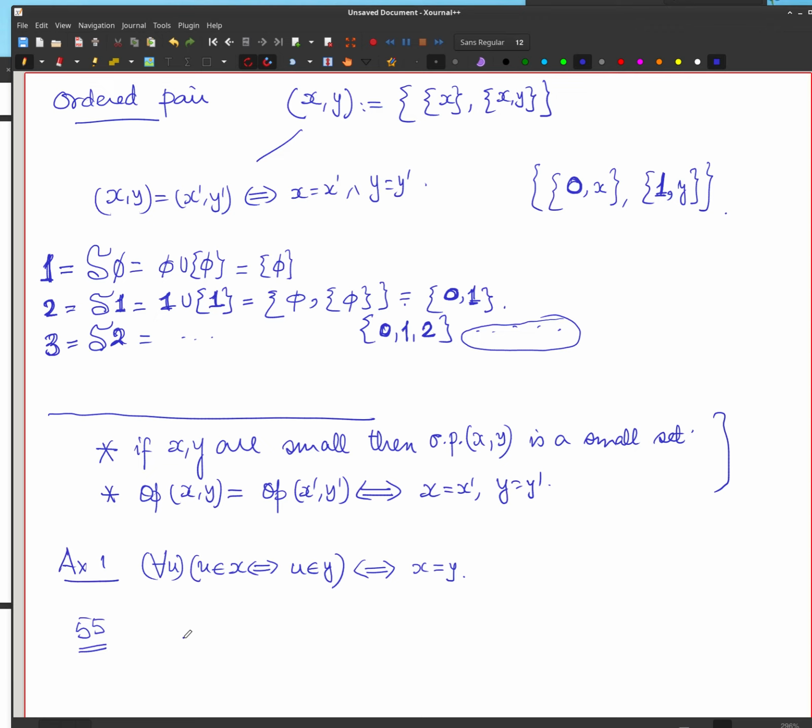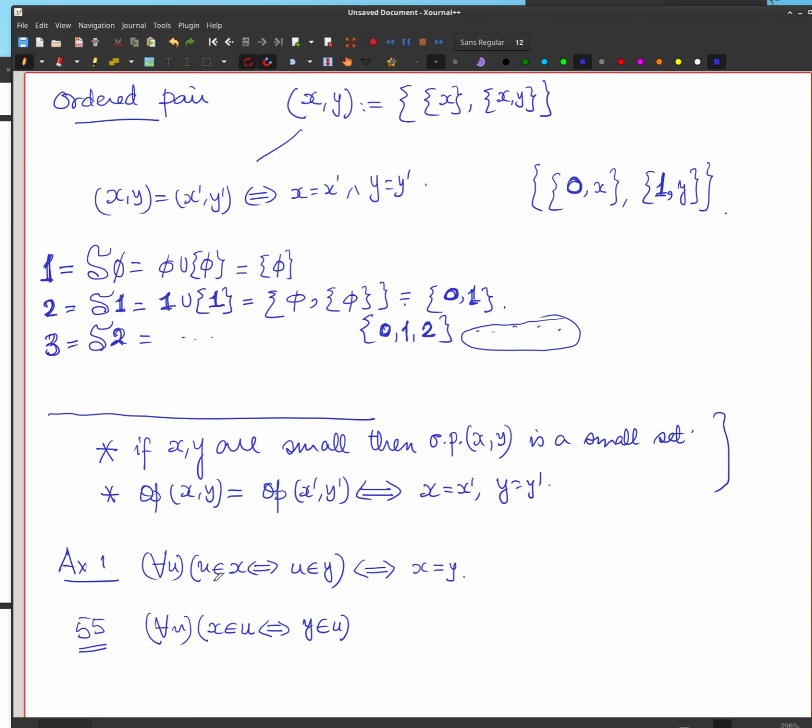But what is equation 55? That's another interesting thing. So I'm rephrasing it just like this. It is saying, for all u, x belongs to u if and only if y belongs to u. So you see, I've just changed this.